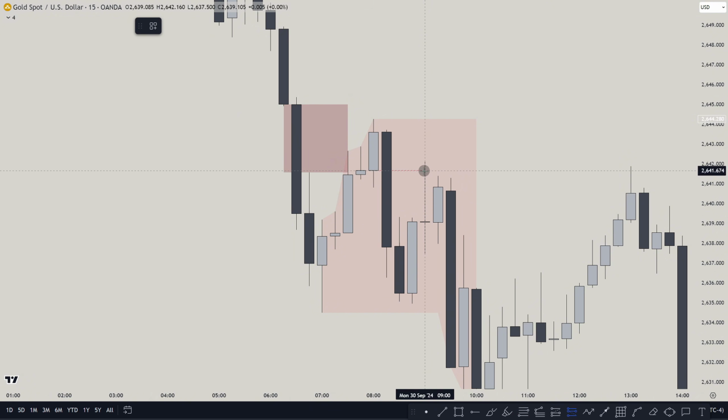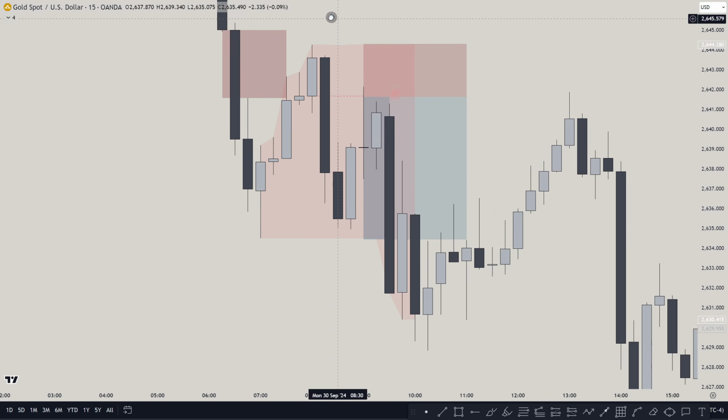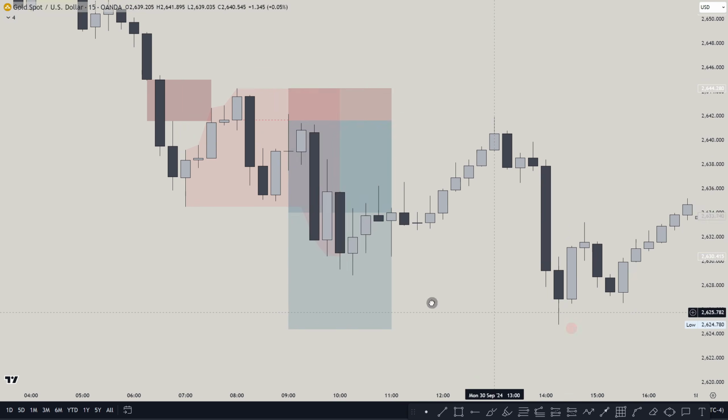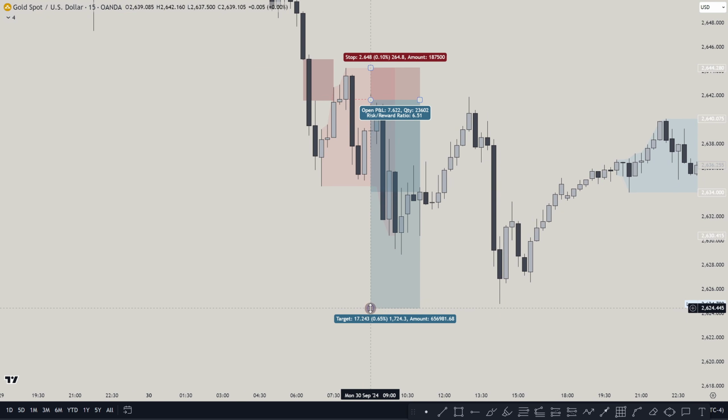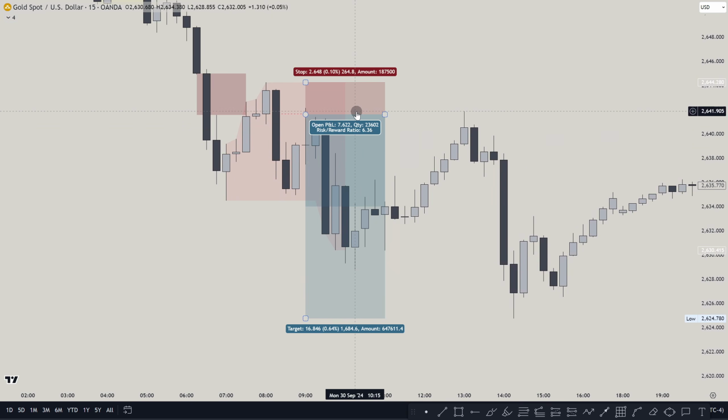Another entry would be of this level. You see how you get a sniper entry, stop loss above the high, and then targeting whatever you want. See, price went up to 6 to 1. We're going to be looking at the lower time frame entry here. Also, we get another one.